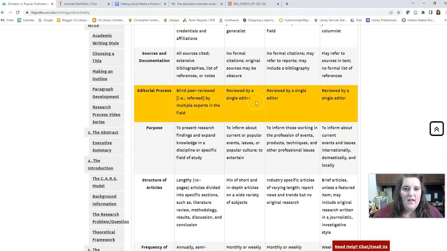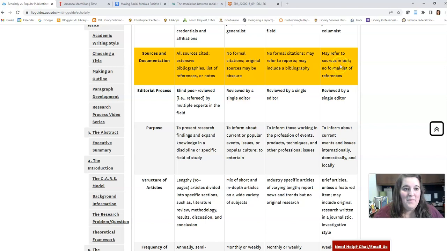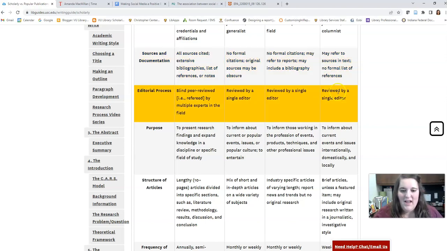Going back to this, it was a pretty short article. It didn't have any kind of peer review process. It would have been reviewed by a single editor, so somebody did look at it, but not that intensive peer review process that we talked about earlier. It probably referred to sources in text, but as we saw, there was no formal list at the end. It just started going into other articles that we might have wanted to read.